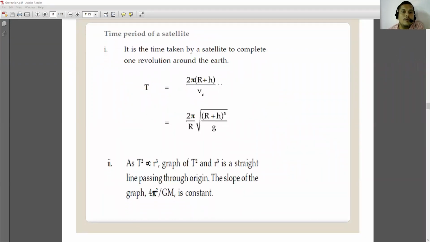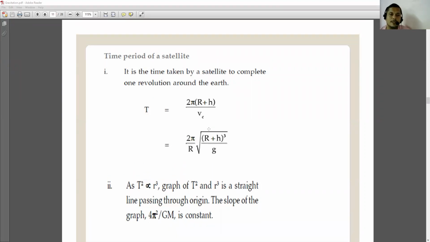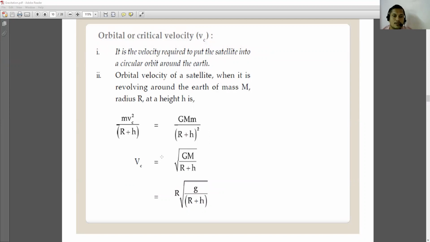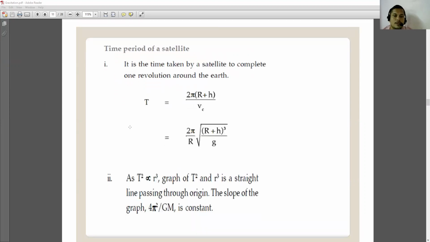Next, time period of satellite. It is the time taken by a satellite to complete one revolution around the Earth, where that value is given by capital T is equal to 2 pi into R plus h divided by Vc. So we can write this as 2 pi divided by R under root R plus h whole cube by g, by considering the value of Vc. So after considering this, we can get this equation.